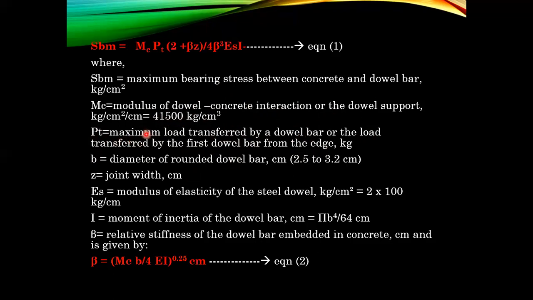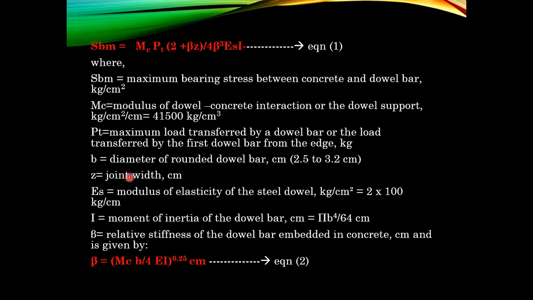This concept we will be studying in the next slides. Just remember, PT means load transfer from the first dowel bar. Next, B means diameter, that is 25 to 32 mm, or 2.5 to 3.2 centimeter. Z means joint width.